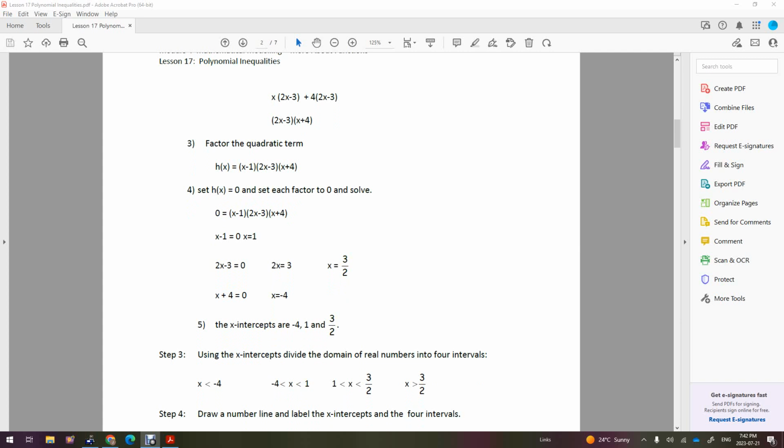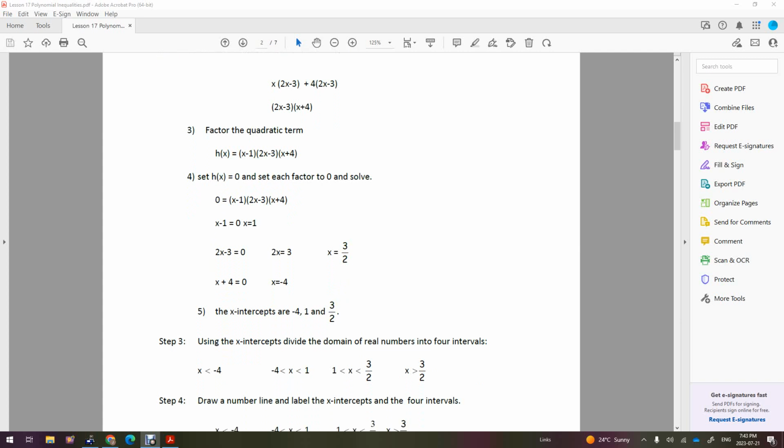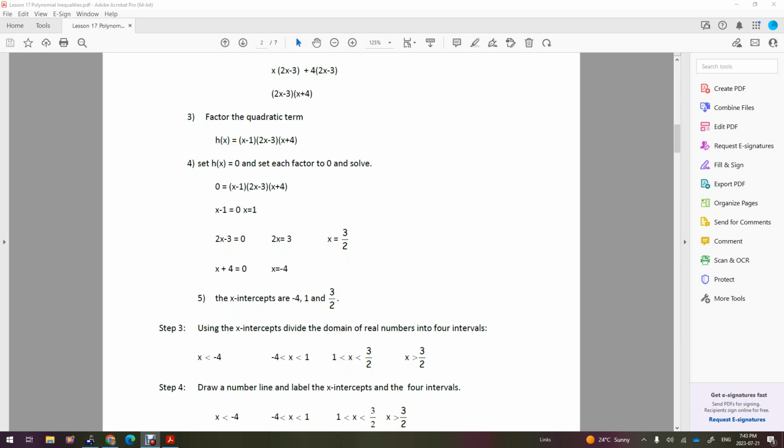But now that we know that, we need to know in which intervals h at x is above 0 and below 0. So we take these numbers and we divide the domain into 4 intervals. So our first one, our second one, our third one, and our fourth one. And these are just the values in between our intercept values.